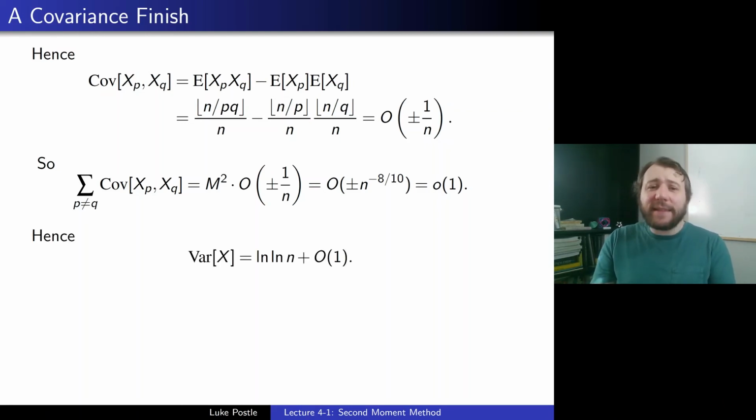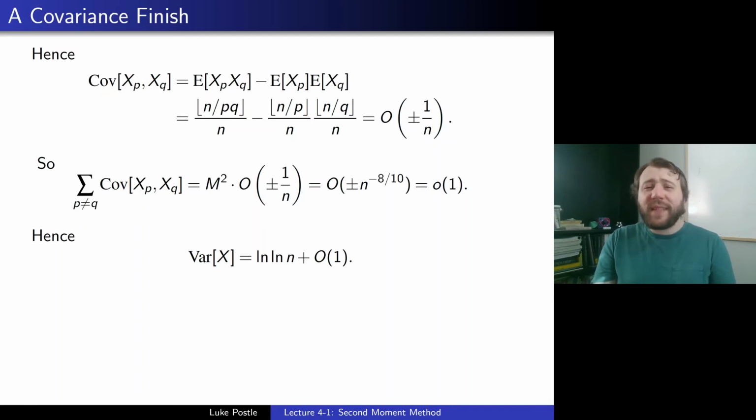So what does all that say? It tells us that the variance, which is the sum again of the individual variances, which was log n plus O of 1, and the little covariances, which are very small, they're in sum only little o of 1, that the variance of x is log n plus O of 1.